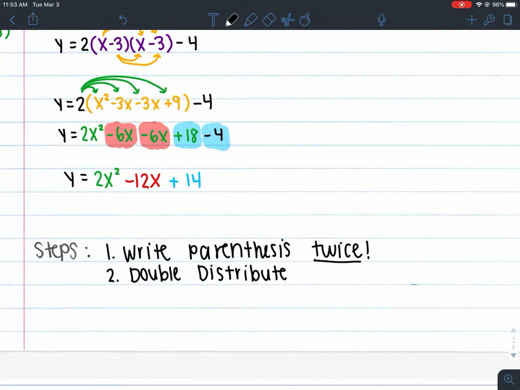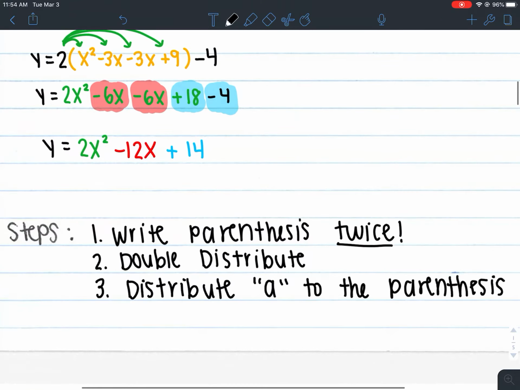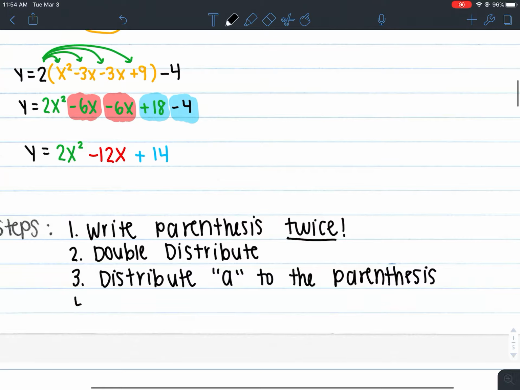After we double distributed, what did we do next? Well, I distributed all of the 2's, right? I distributed the first 2 into everything. So, distribute the a, remember that's your a, to the parentheses. Okay, remember when you were distributing, it only distributes to anything in the parentheses. So, it wouldn't have distributed to the negative 4 out here because it's just by itself. And then the very last thing was I combined like terms.